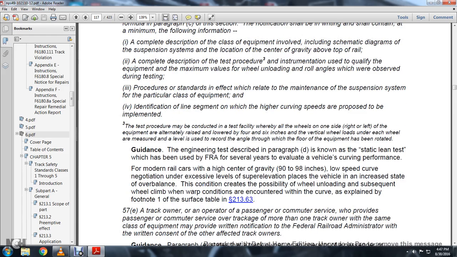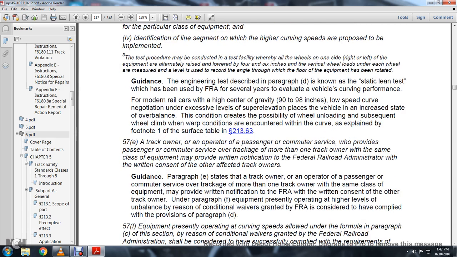Guidance. The engineering testing prescribed in paragraph D is now known as static lean testing, which has been used by the FRA for several years to evaluate vertical curving performance. For modern rail equipment, the high center of gravity is 90 to 98 inches. On a low speed curve, negotiation with excessive levels of super elevation places the vehicle in an increased state of over imbalance. The condition creates a possibility of wheel unloading and subsequent wheel climb when warp conditions are encountered within the curve, as explained within footnote 1 of the service table of statute 21363. Guidance, back to the italics.